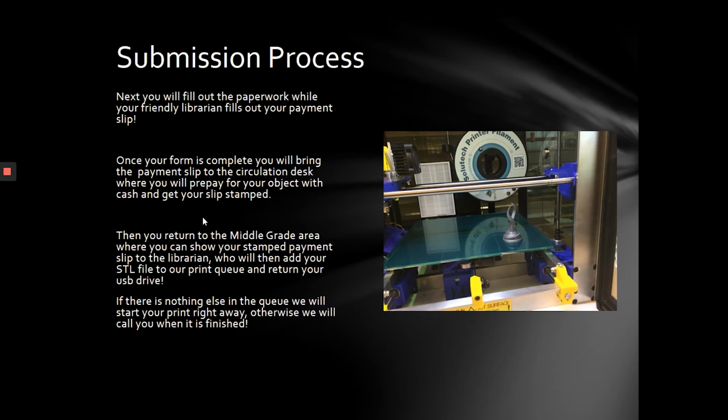So next, you need to fill out the paperwork while your friendly librarian fills out your payment slip. Once your form is complete, you will bring the payment slip to the circulation desk where you will prepay for your object with cash. It must be cash, can't be a check, can't be a credit card. And get your slip stamped.